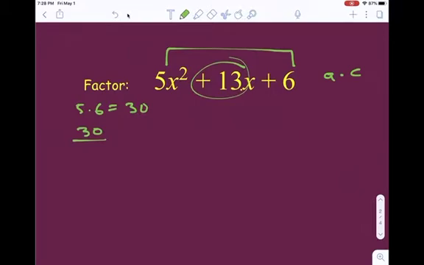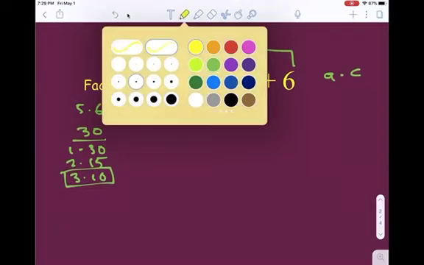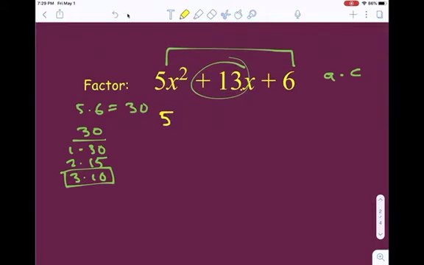Okay, so 1 and 30 does not work. 2 and 15 does not work because that's 17. 3 and 10, there it is. All right, so we're going to take those factors and rewrite this expression. I'm going to go back to yellow here. We're going to write it as 5x squared, and then rewrite this 13x as a sum of 3x plus 10x. And then we have that plus 6 at the end.